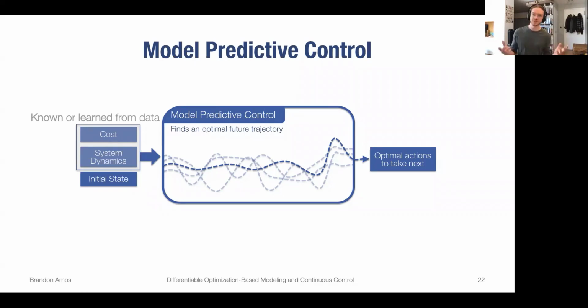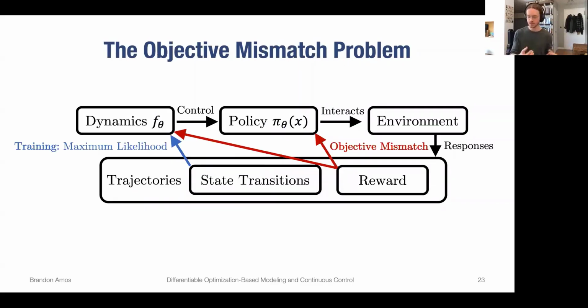So one issue, it's a more fundamental problem in this space when you're learning parts of your control problem, or when you're learning components that are going to be put into a controller, is something we're calling the objective mismatch problem. And this problem comes from having a policy that's interacting with the environment and receiving responses from that environment. And the responses come in the form of state transitions and also rewards.